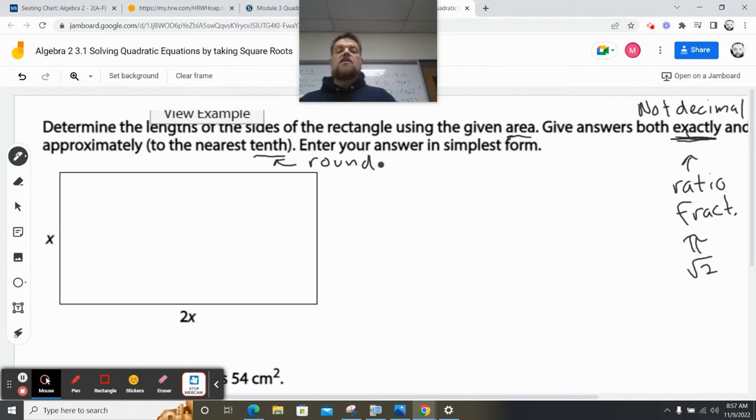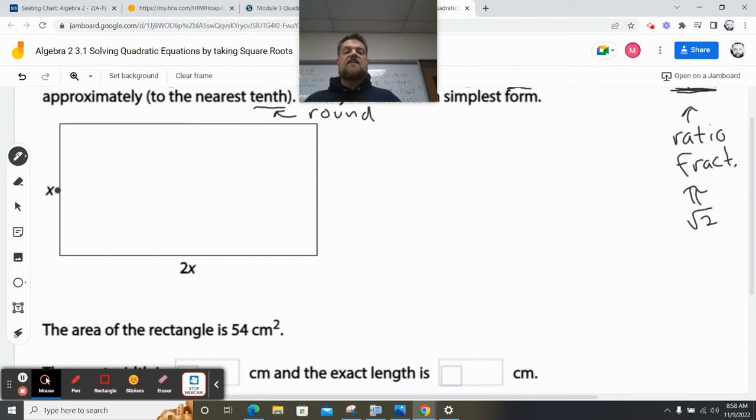Okay. So they say that this side length is x. Well, if that side length is x, then this is x. And we'll just call that the width, and we'll call this the length. Okay.